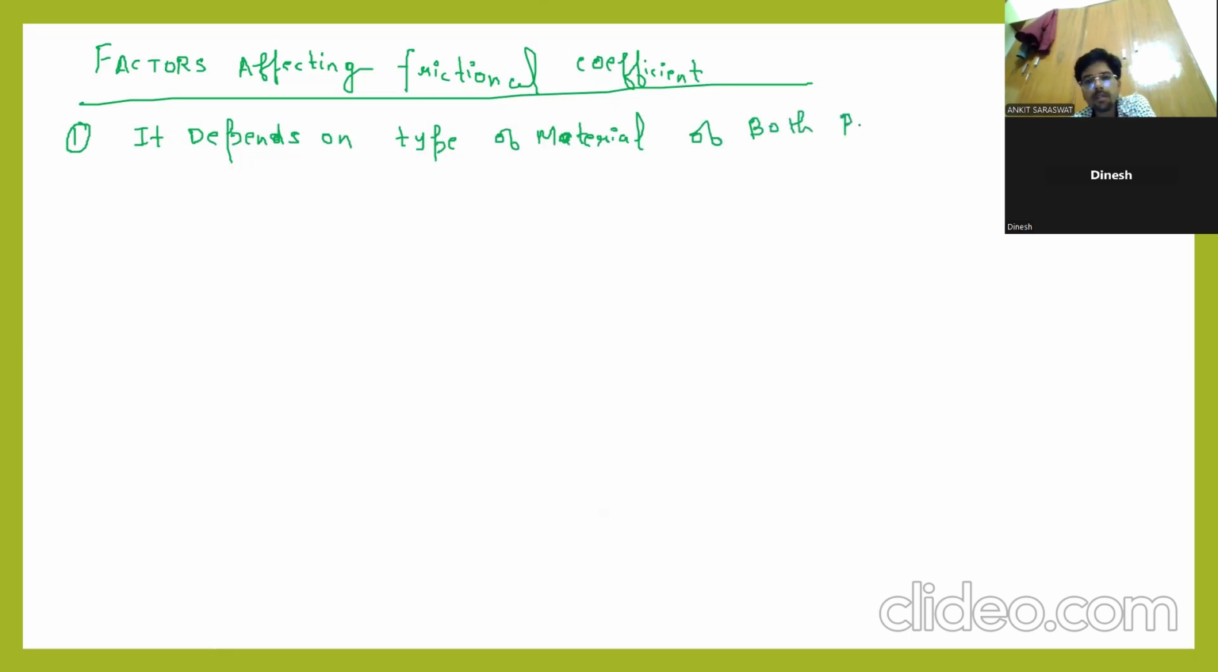Clear? It depends on the type of material. If you take different materials in contact, then this value is different. For glass and copper, different friction. For glass and glycerin, different friction. So it depends on the type of material that are in contact. Okay?